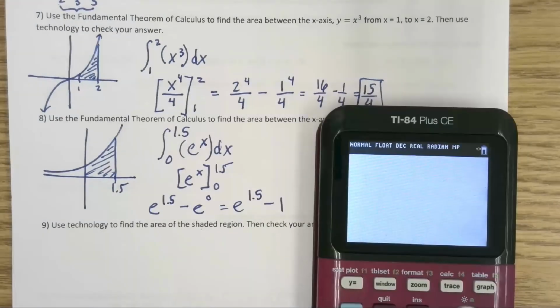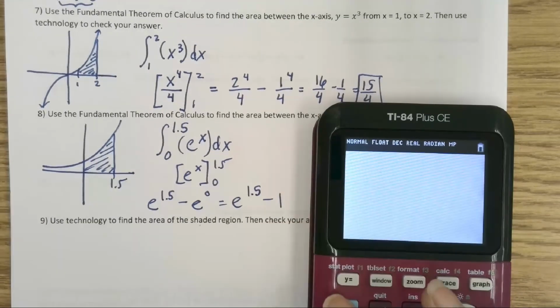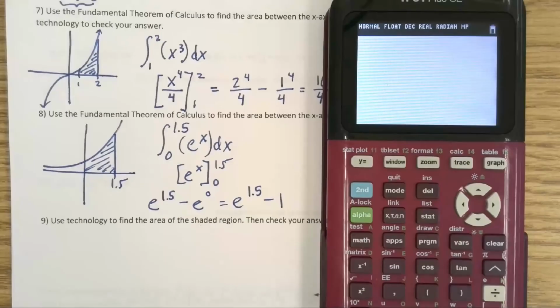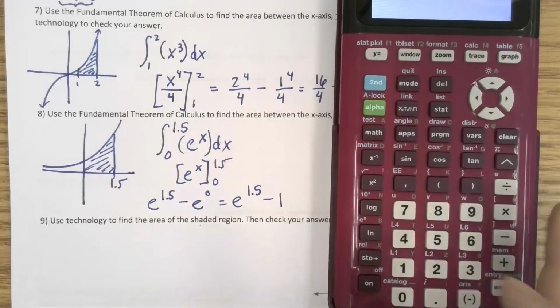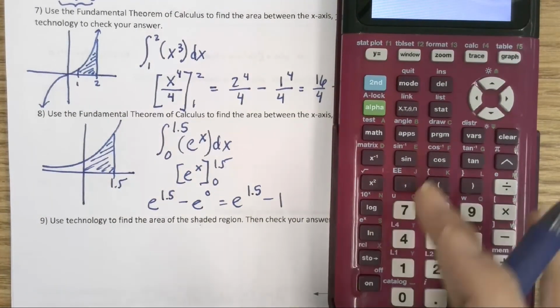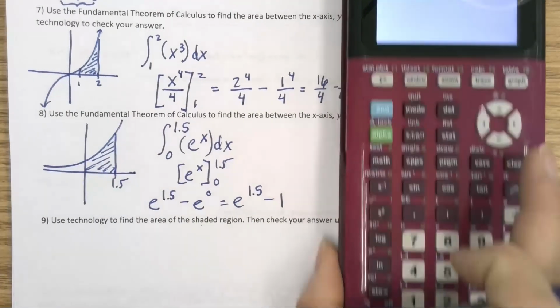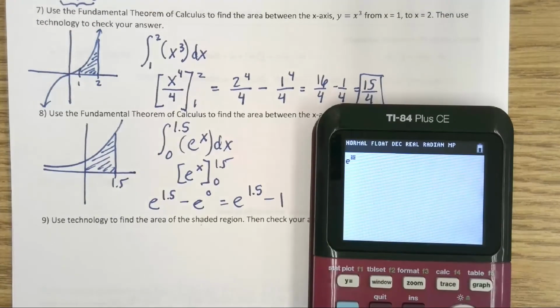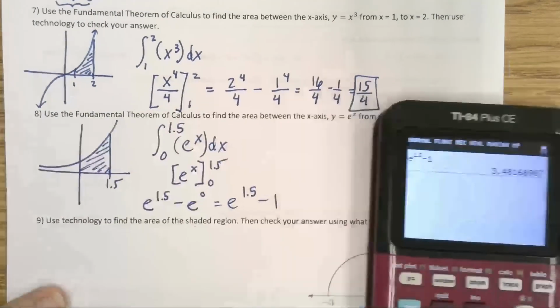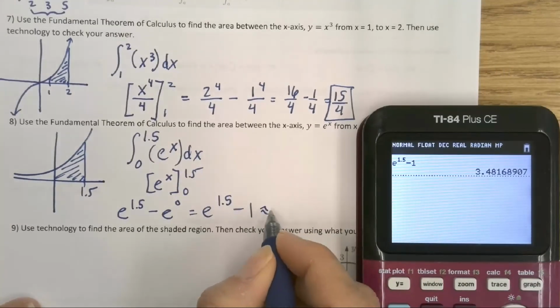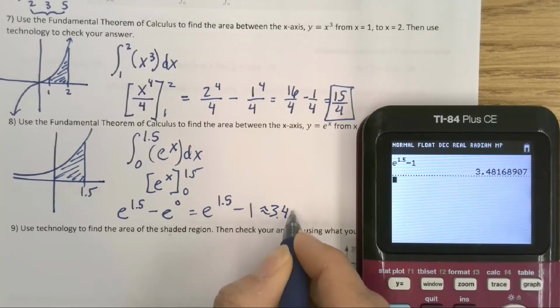If they wanted an approximation, we would have e, remember your e key is right above your ln key right here. So you'd hit the second option and then your e. So then we would have e to the 1.5 minus 1, which gives us approximately 3.48.